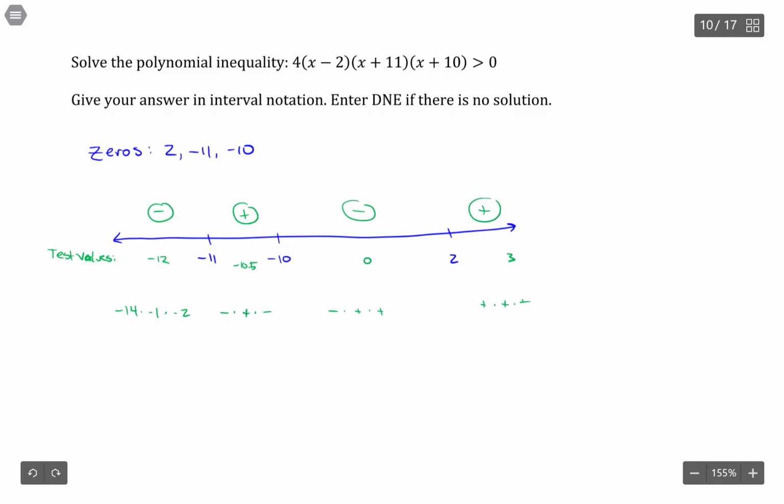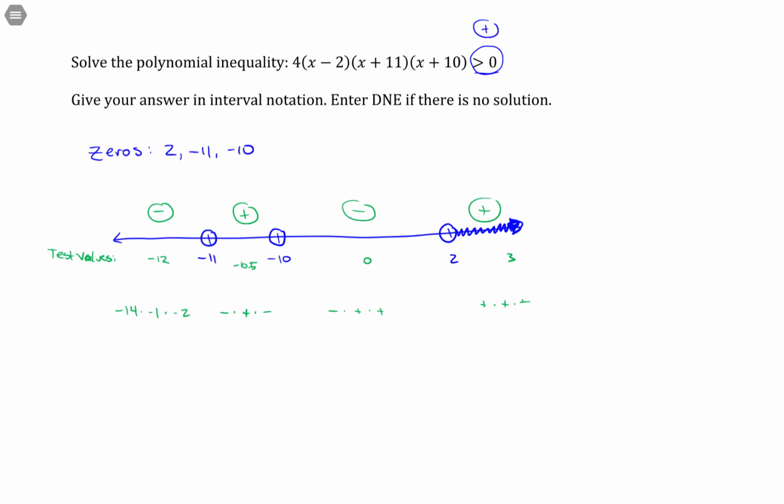So for the final answer, we're looking for values that are greater than 0, so we want things that are positive overall. This interval here is positive, but it starts at 2, not including the 2, and goes off to infinity. So I shade that interval and use an open circle at the 2. And in fact, because of the greater than, all of these would be open circles. So you really can, at the beginning, just put open circles there. And then we're looking for the ranges that are positive, so we just shade those ranges in.